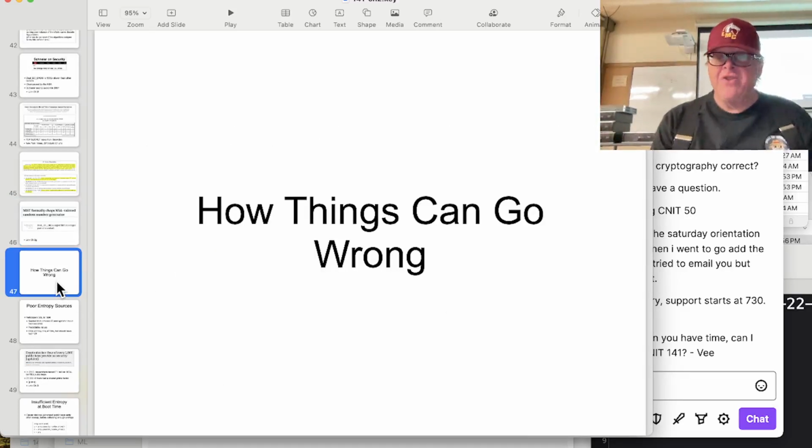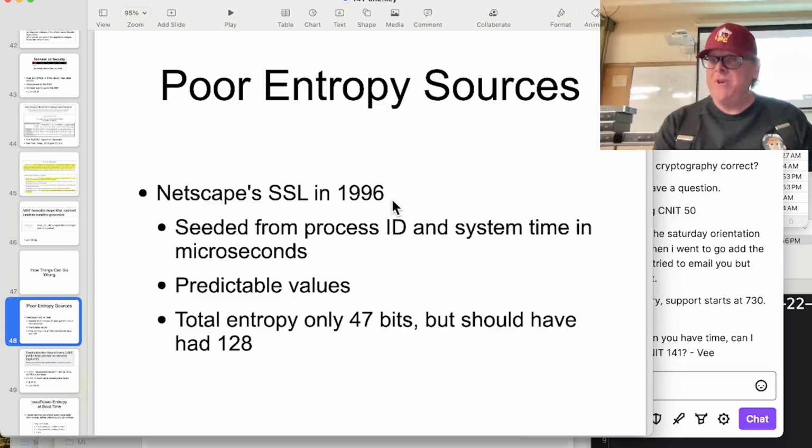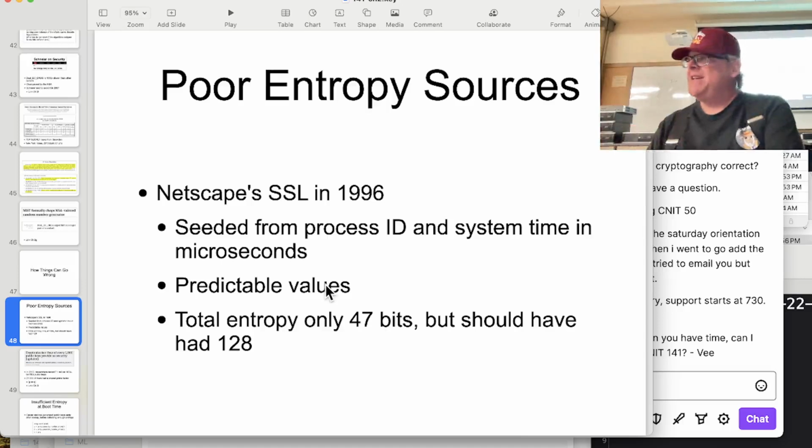And so there's other ways things can go wrong. So you might have a poor entropy source, and Netscape seeded it from the process ID and the system time, and that was predictable. So that's not good. But was it predictable because of the choice of the unit of measure, the microseconds? No, it's predictable because there's nothing really random there. It's the time since you booted up the machine and the process ID, which is pretty predictable too.